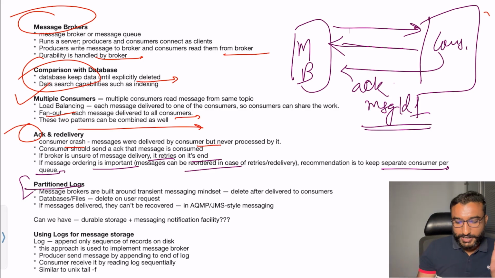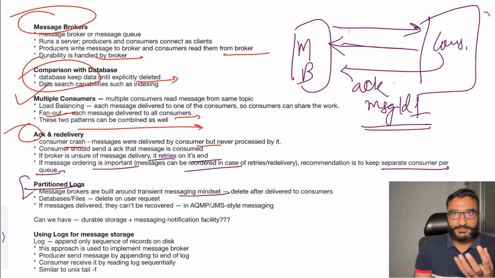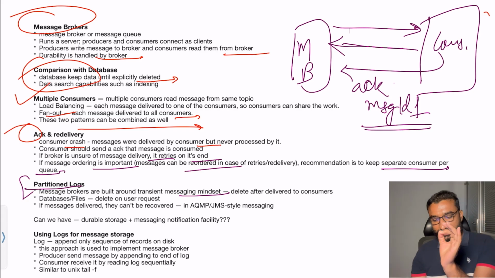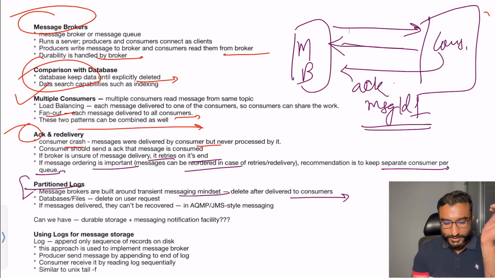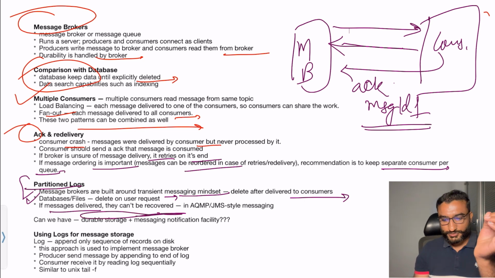Partition logs. Message brokers are built around the transient messaging mindset we discussed, and we also tried to compare it with databases. They are built with a transient messaging mindset: delete after delivered. We delete those messages after they are delivered to the consumers. Database files, as we already discussed, are only deleted on user request. So if messages are delivered, they can't be recovered. This is the general philosophy followed in AMQP or JMS style messaging systems.